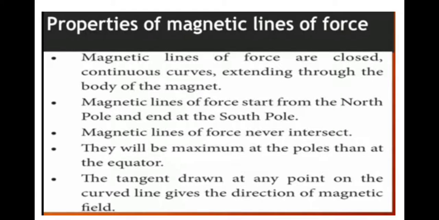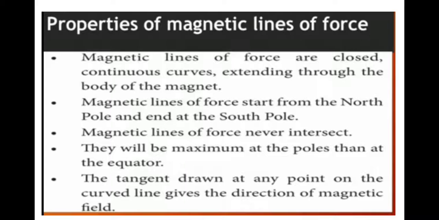Next, we move on to properties of magnetic lines of force. Today we will learn about properties of magnetic field lines. The magnetic field lines have the following properties. Here you can see the picture. The magnetic lines are coming out of the North Pole and going towards the South Pole. So they are closed and continuous curves.